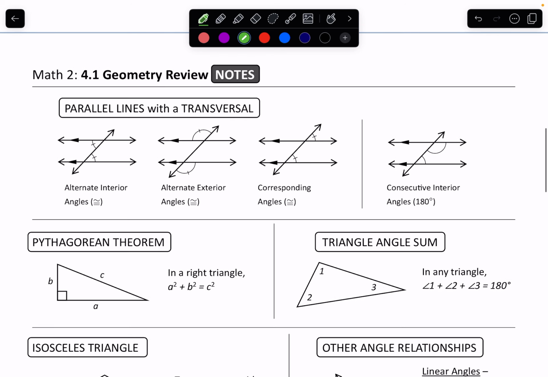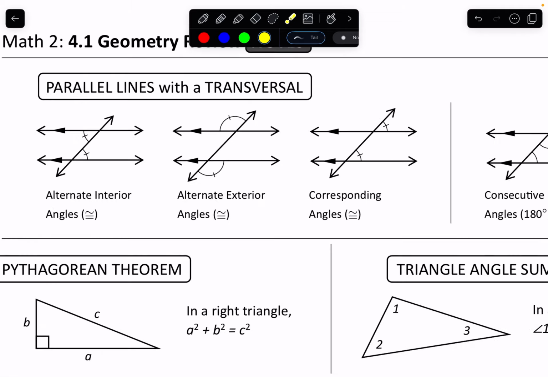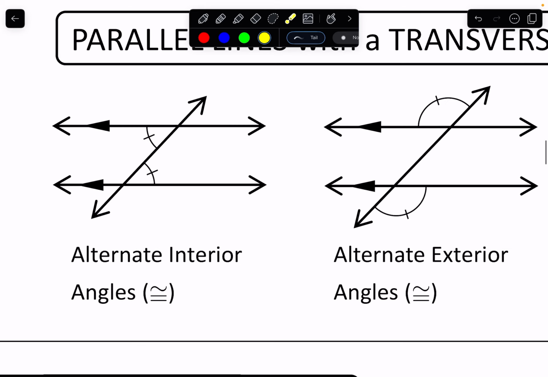So starting at the beginning, parallel lines with a transversal. Remember, parallel lines are lines that run exactly in the same direction. They never cross. There's a bunch of examples down below: parallel lines that run in the same direction without ever crossing. That makes them parallel. One way that we denote that in math, you'll notice a lot of these parallel lines have this little arrow on them. That tells you that this line is parallel to this line.